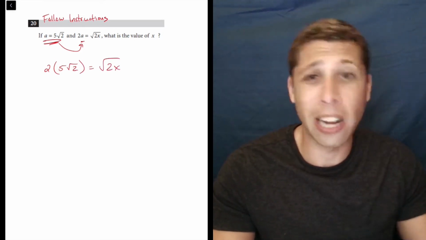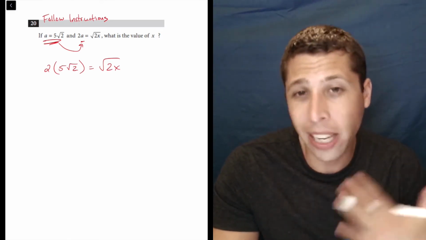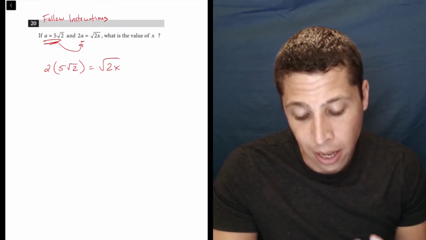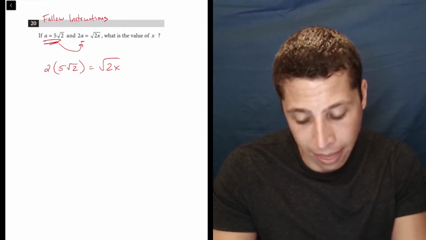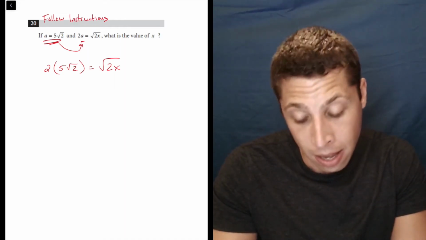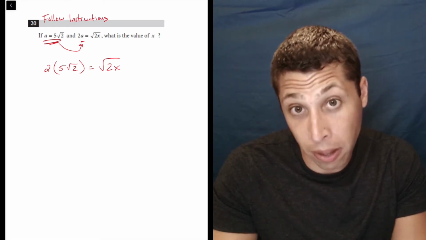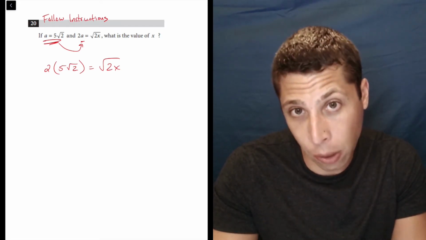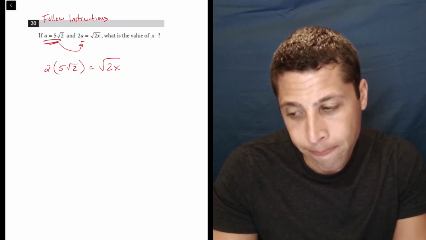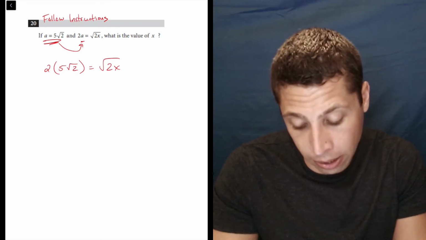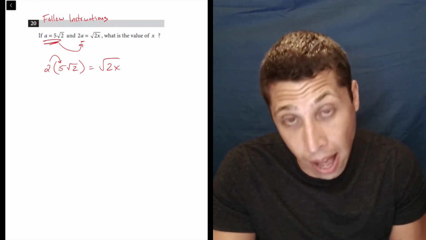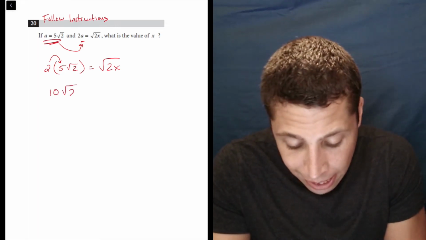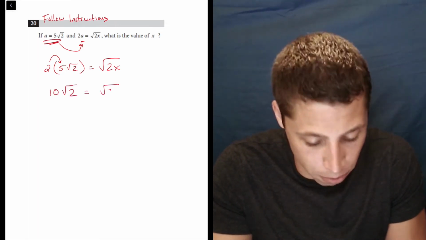Now I know we're not super confident with radicals, but let's take it one step at a time here. The main place where people are going to mess up, I think, is right here. We have to multiply this 2 by the 5 root 2, and people kind of forget how that works. The short answer is just the 2 does not get distributed to both. It only goes to the 5 because there is no reason to distribute.